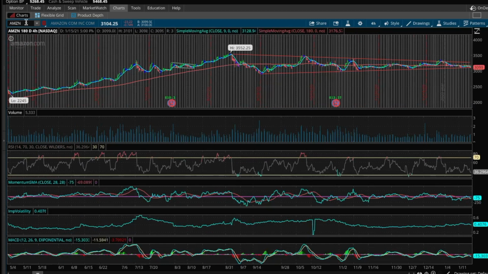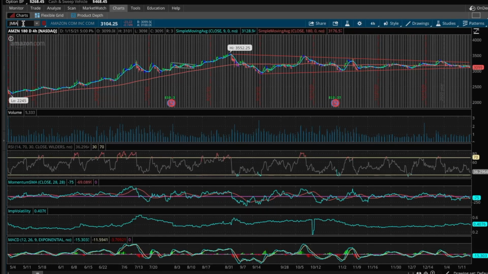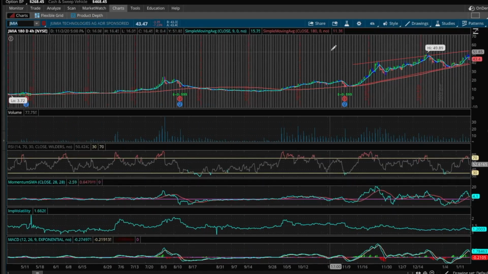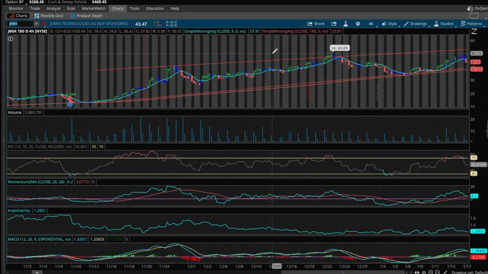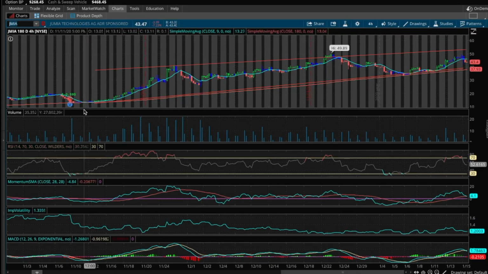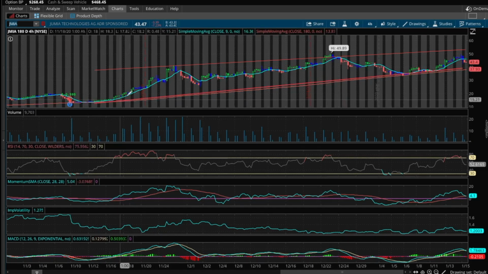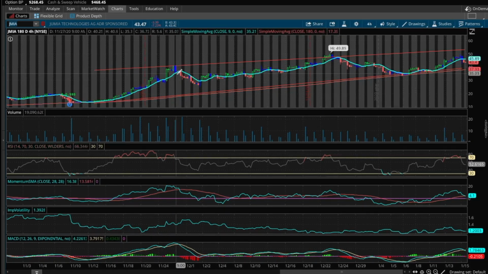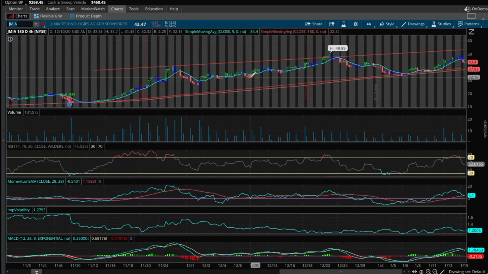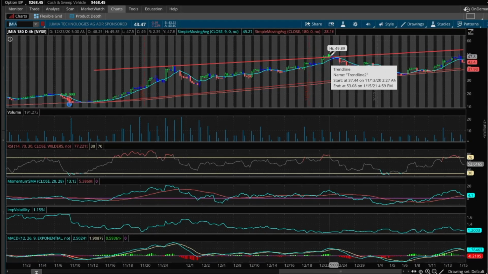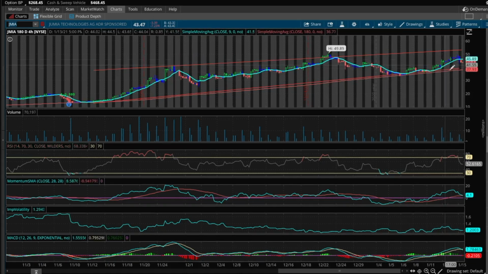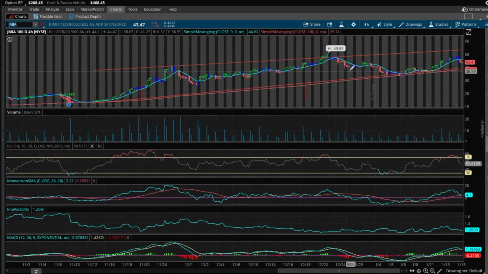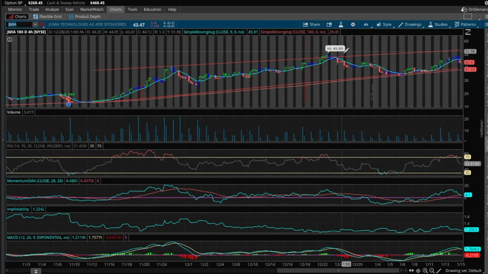So let's take a look at another stock. Let's go ahead and look at Jumia, the Amazon of Africa. So I've created another channel here, and at the bottom it starts here, bounces off the top, some confusion in price action, decides to run up, bounces off the top again, bounces off the bottom, and now we've got a little bit more confusion. Jumia likes to do that before it bounces.